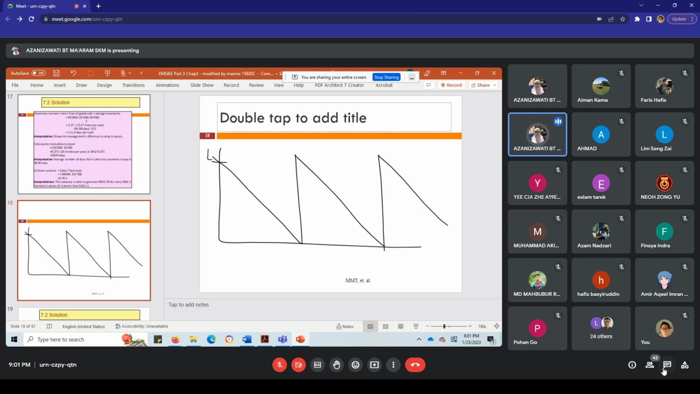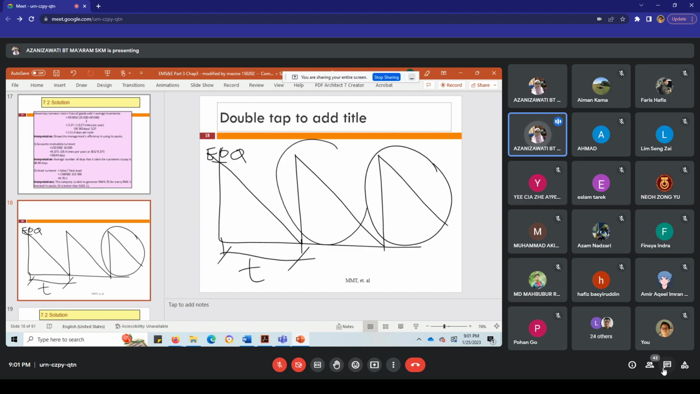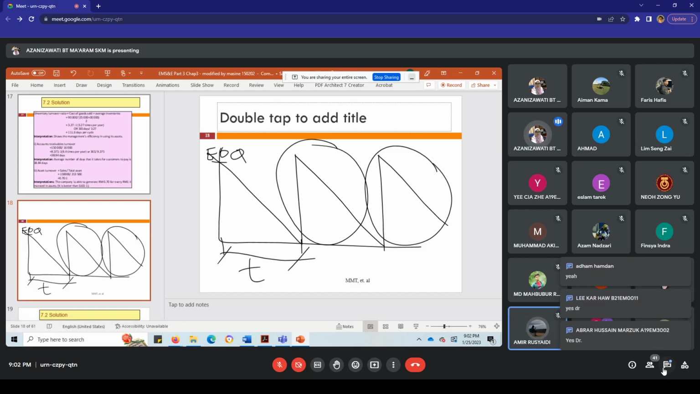This is the EOQ. This is the T. And this is your cycle. How many cycles you have in a year? Can recall this one? Okay. Remember a bit of that.